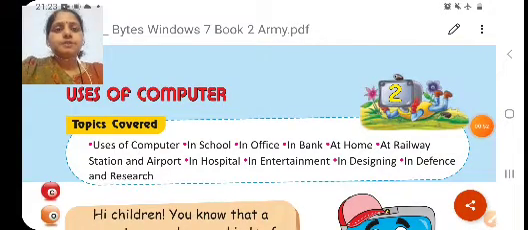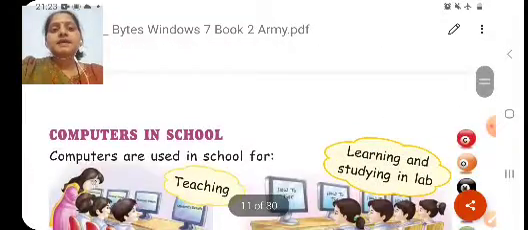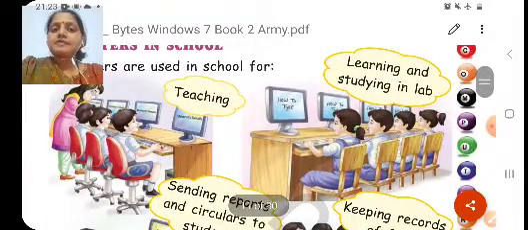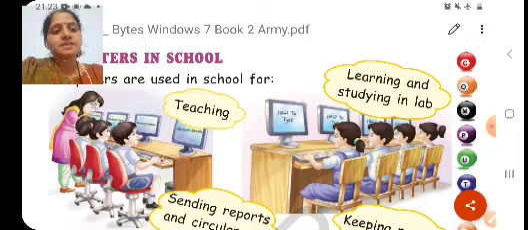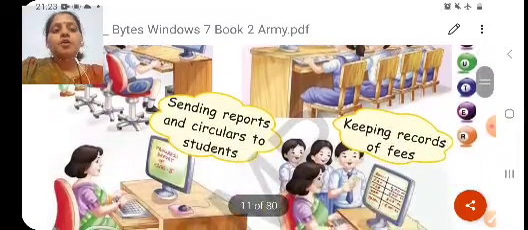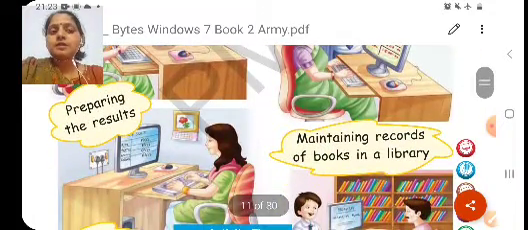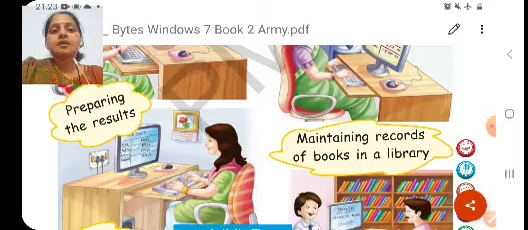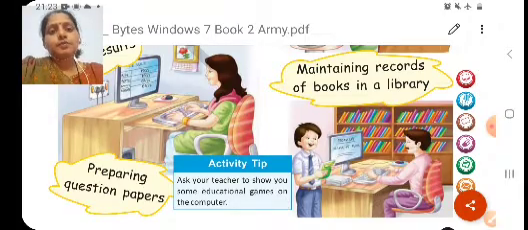So children, chapter 2, uses of computer. In this chapter we studied about different uses of computers. As we know children, computers can do different types of tasks. It is found at different places. As we studied, computers are found in schools. In schools it is used for teaching and learning purpose. It is used for keeping record of fees. It is used for preparing result. It is used for sending circulars. It is used for maintaining records of books in library, and it is also used for preparing question papers. So these are the different uses what we do in the school.